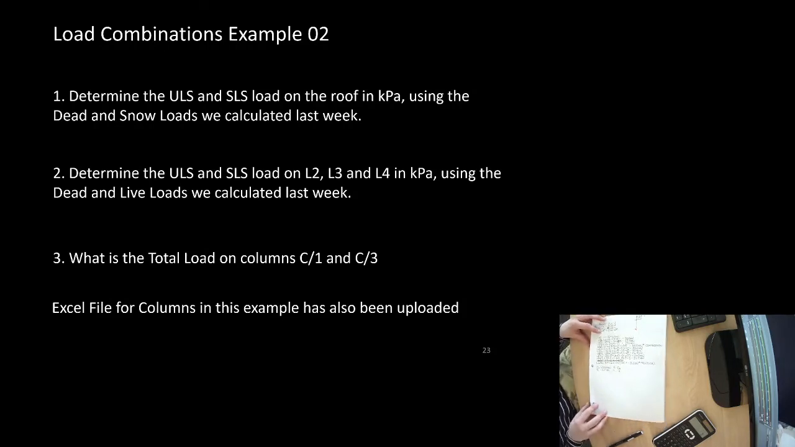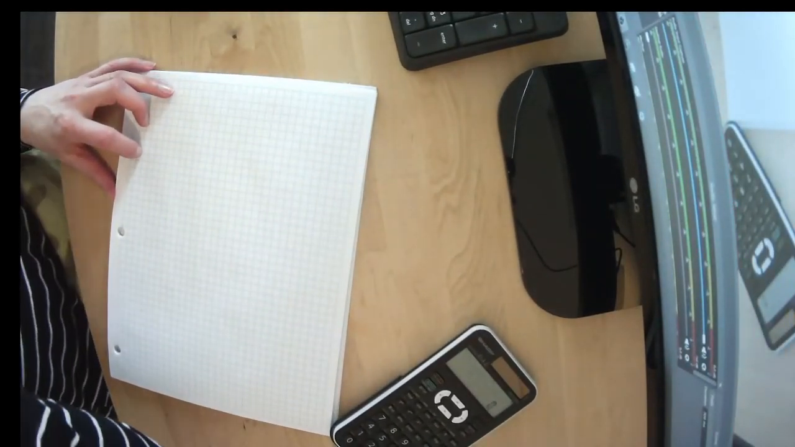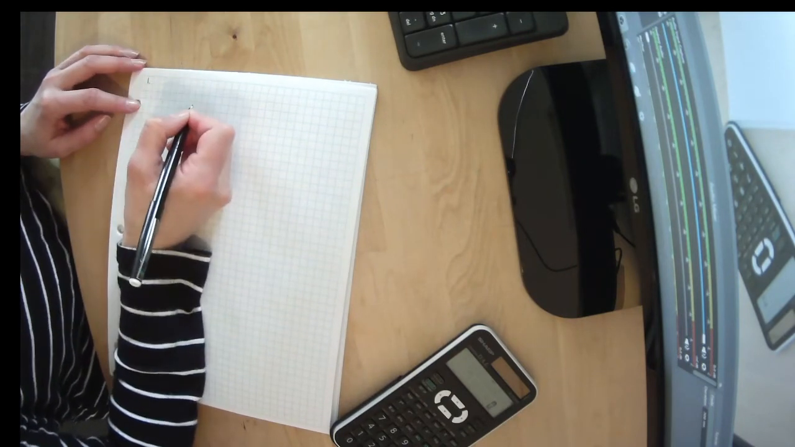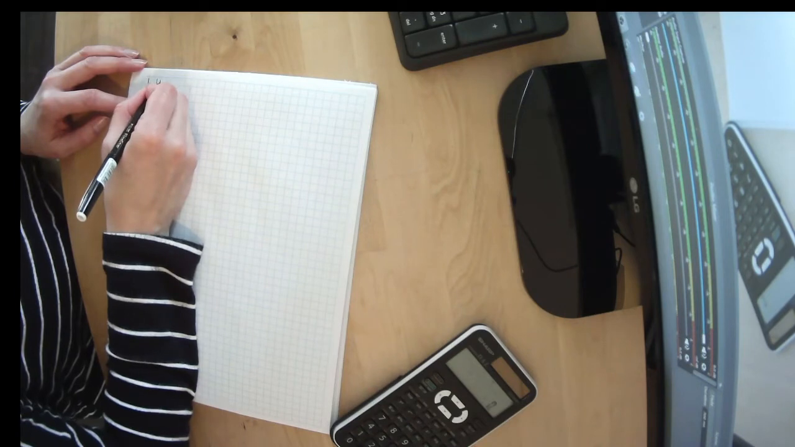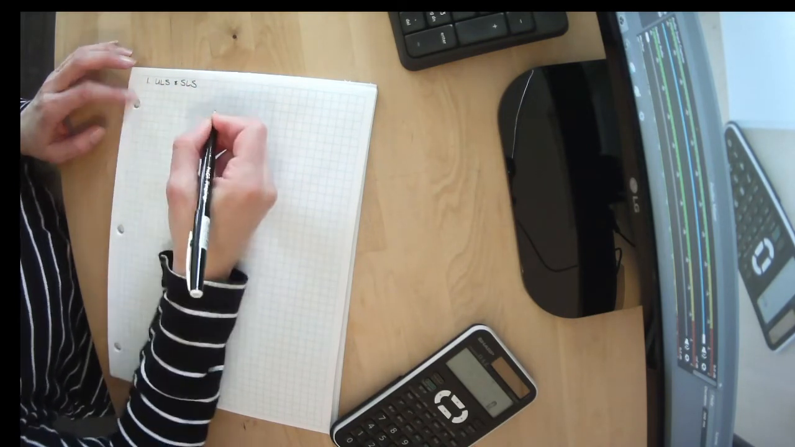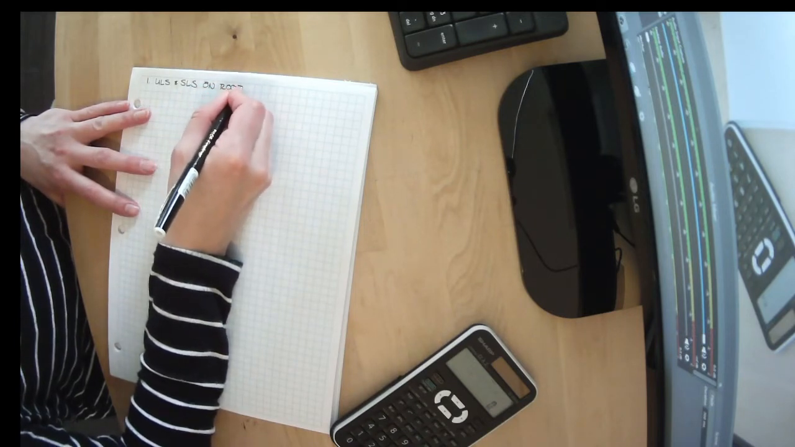All right, so the first thing they've asked us to do is determine, so step 1, let me make this bigger for you. So we want to determine the ULS and SLS on the roof.